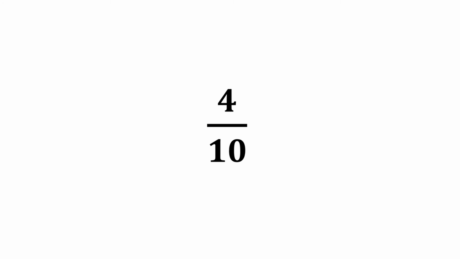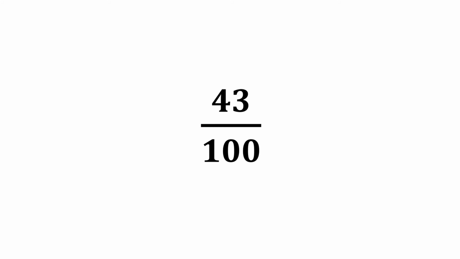Now 4 over 10. So what will be its answer? Come on, I'll count till 5 seconds. Tick tick 1, tick tick 2, tick tick 3, tick tick 4 and tick tick 5. So your answer, I hope, is 0.4. If you got it correct, very nice. Well done.